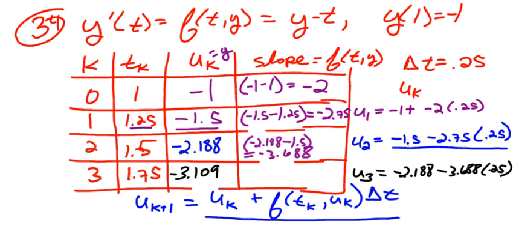So you notice how we had to find these two pieces of information in order to find the next u sub k.